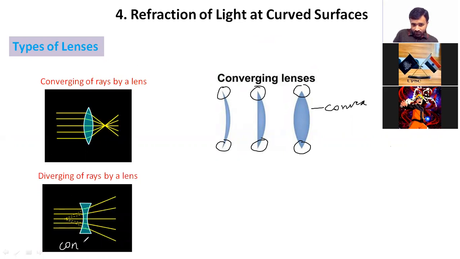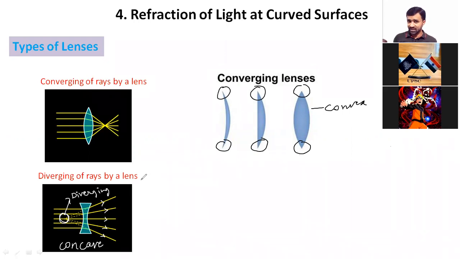Biconcave lens, right? I used a biconcave lens. So what happened? All the rays appear to separate from a common point after refraction. This point is called the diverging point. So this lens is called a diverging lens.